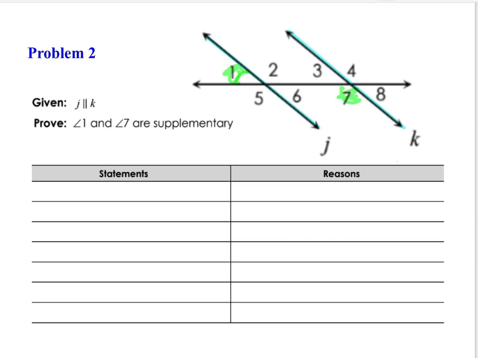There are multiple ways to prove this, but I would like to go this route, where I will introduce angle 5 and then go from 5 to 7, so that I can make a connection. All right, let us begin. First, we are going to write J is parallel to K, and that is given.